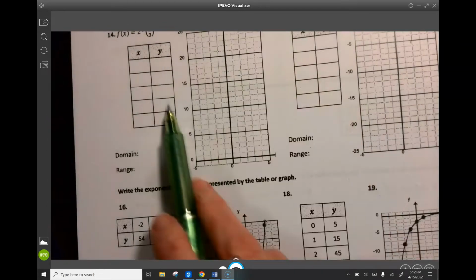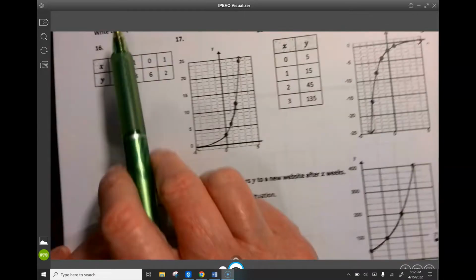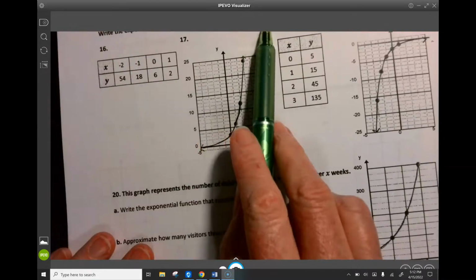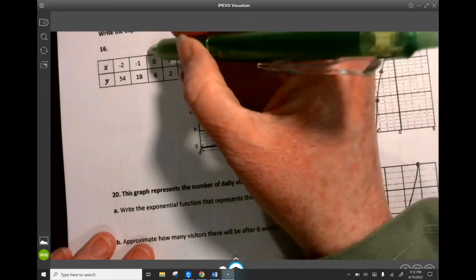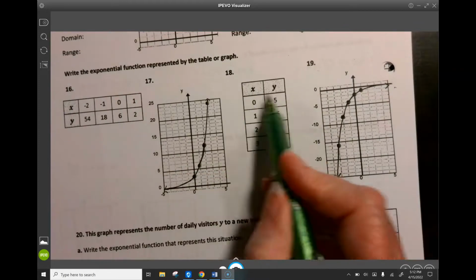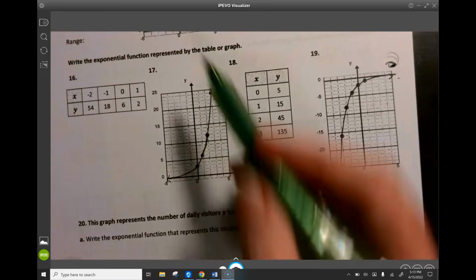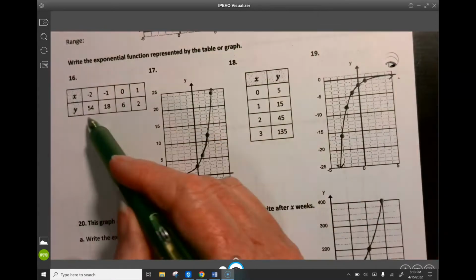Describe the domain and range, so it wants you to plot and look at that. Check with your teacher what you're doing on this. Write the exponential function represented by the table or graph. You can do it by the table, just like we were doing. So try those. Pay attention right here, pay attention right here, and then use that. You know these are both exponential. So you're going to use initial amount, and then find out what's happening.